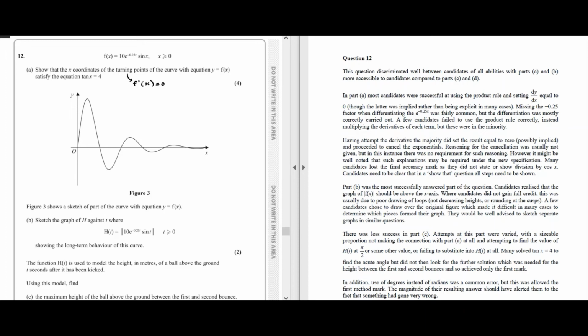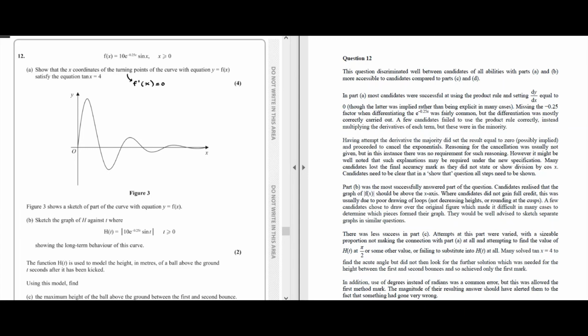Part B was the most successfully answered part of the question. Candidates realised that the graph of the mod of f of x should be above the x-axis. Where candidates did not gain full credit, this was usually due to poor drawing of loops, not decreasing heights, or rounding at the cusps. A few candidates chose to draw over the original function, which made it difficult in many cases to determine which pieces formed their graph. They would be well advised to sketch separate graphs in similar questions.